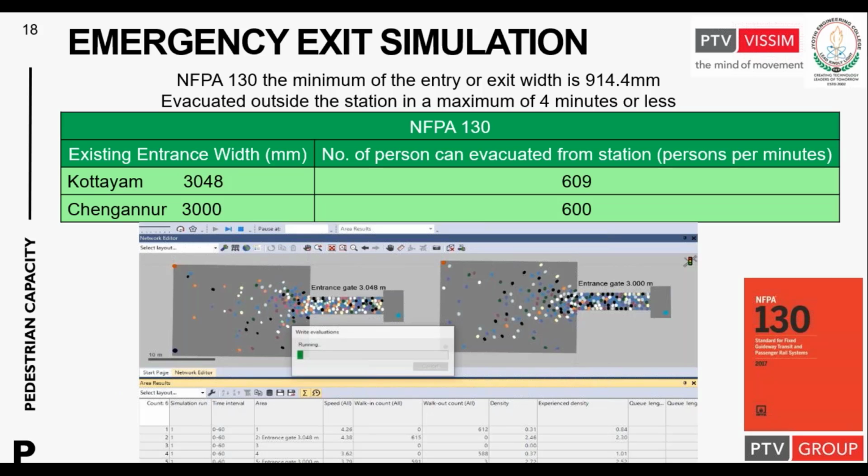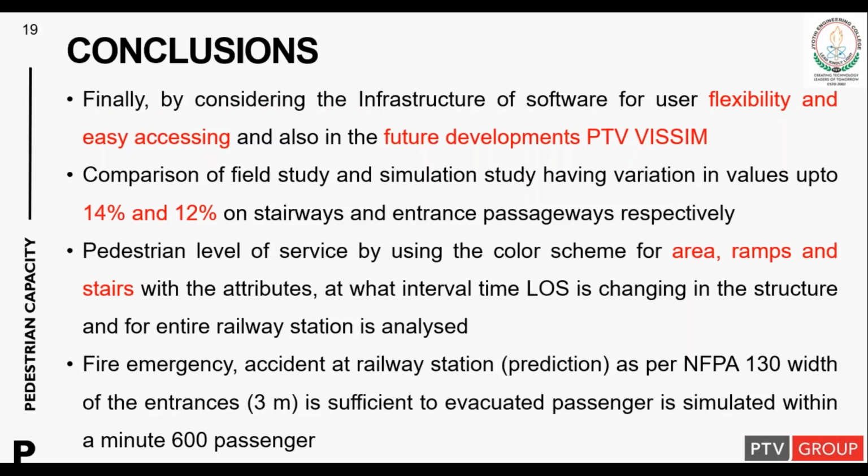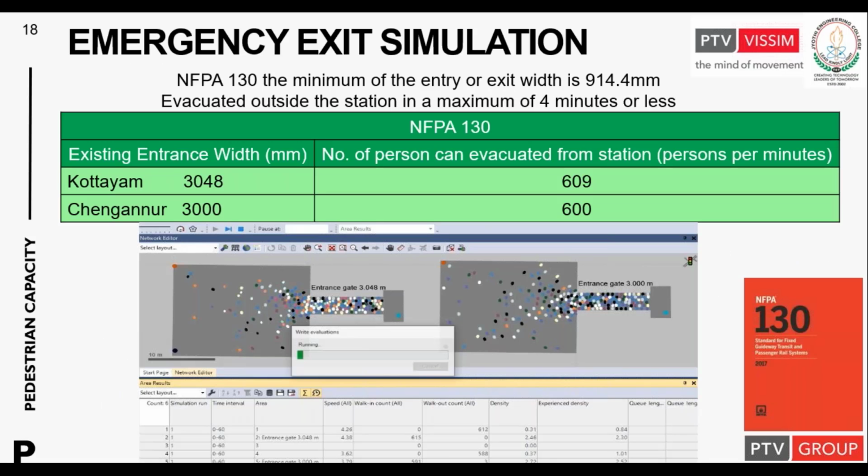And the existing entrances, as I got from the 2 railway stations, are 3 meters and 3 meters, the same. Passengers can evacuate in minutes, about 600 persons on average, and it can be easily analyzed by using this PTV software.